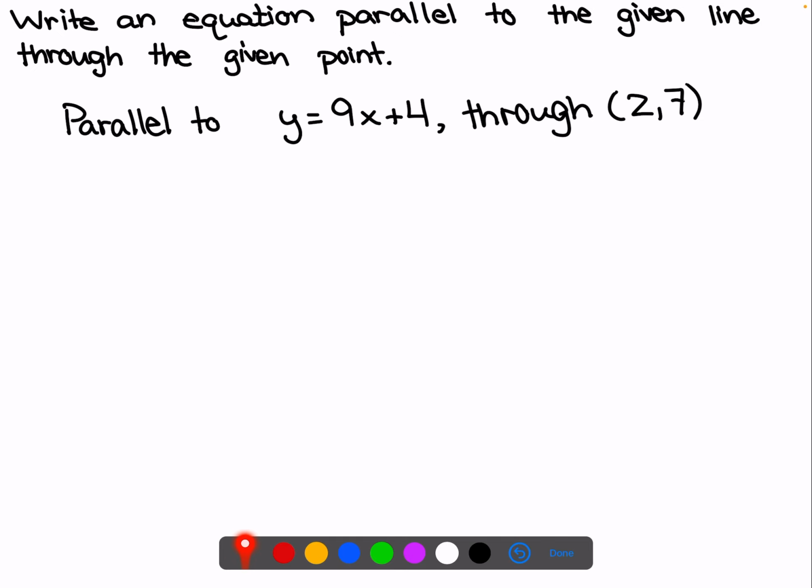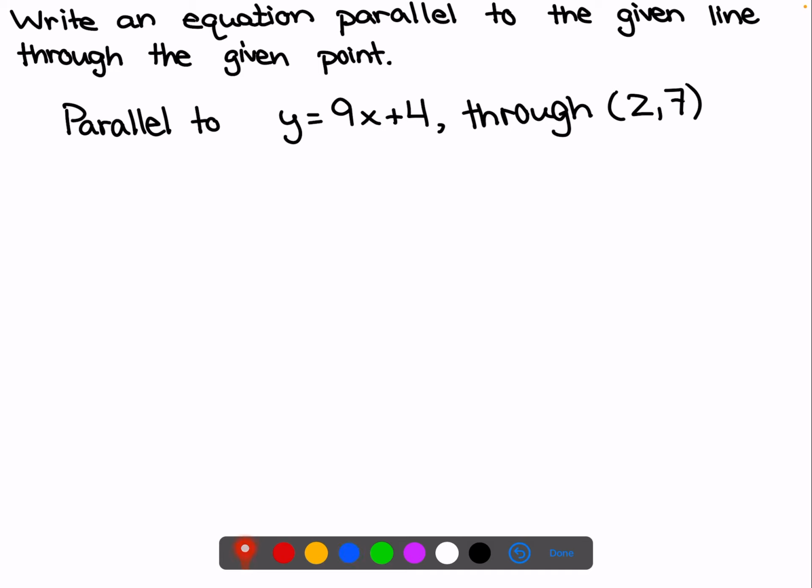All right, next up. Write an equation parallel to the given line through the given point. So it's going to be parallel to the line y equals 9x plus 4 and through the point 2, 7. There are a couple different ways to go through this, and I'll show you a couple different methods to use. Again, it's totally dependent upon the problem that you're doing, whether it tells you to solve for it using point slope form or slope-intercept form. It depends on the problem itself.